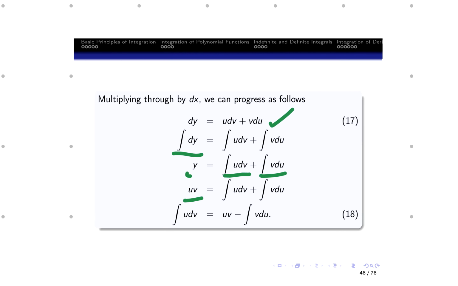So from here, you could make either one your subject of formula, but we choose the integral of u dv. So the integral of u dv now is equal to uv minus the integral of v du. And that is what you have as your equation 18. So this now becomes the formula for integration by parts.